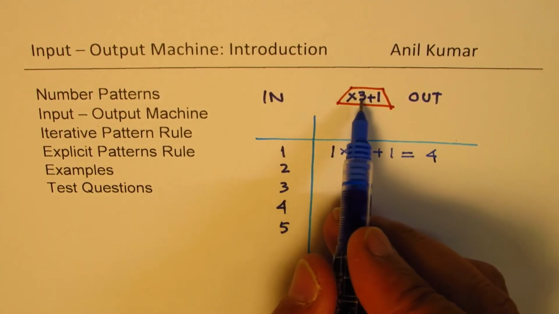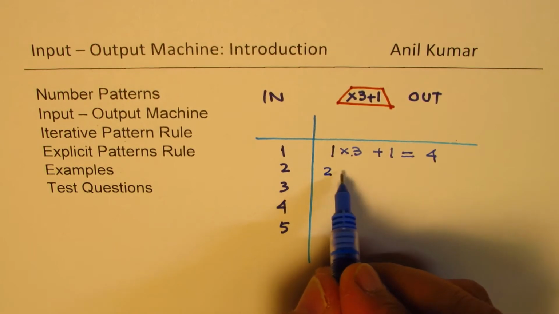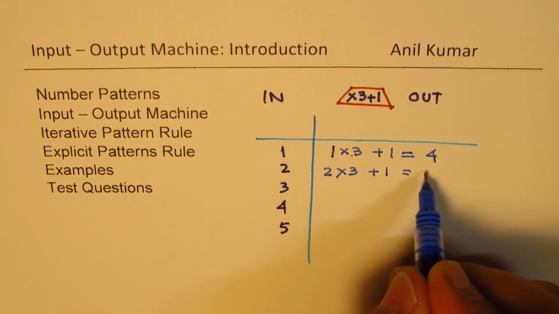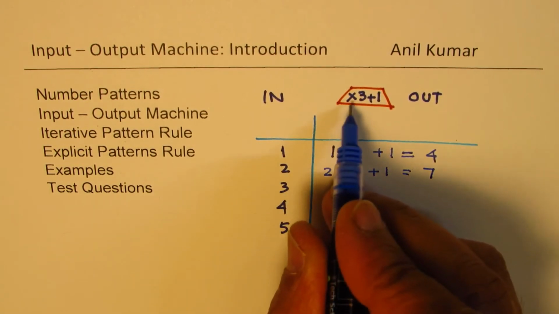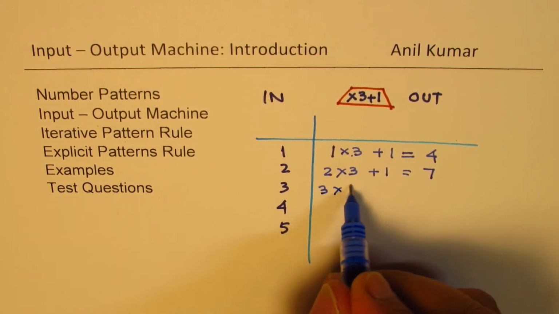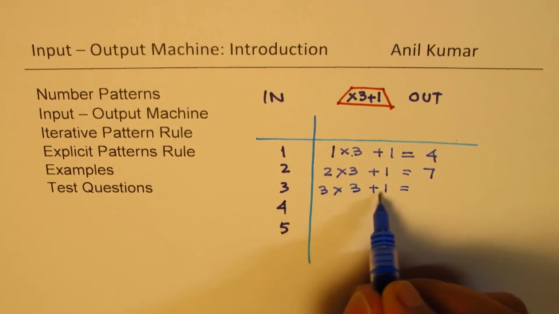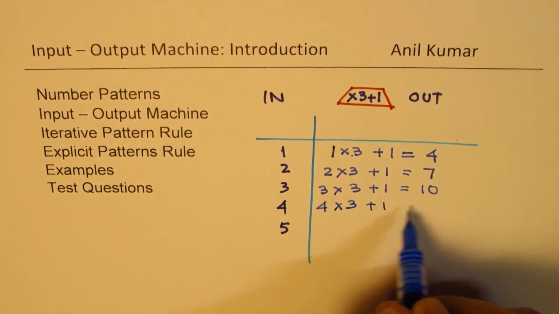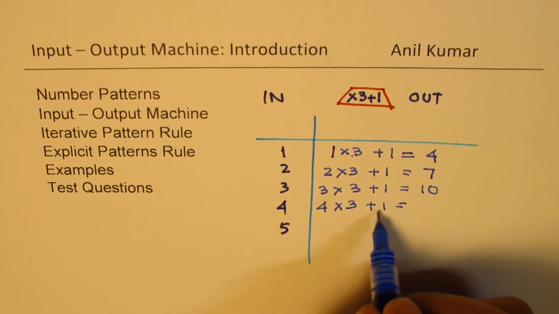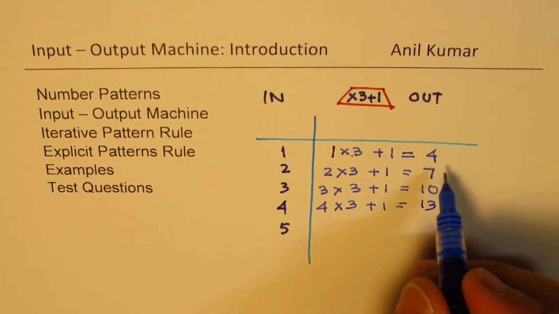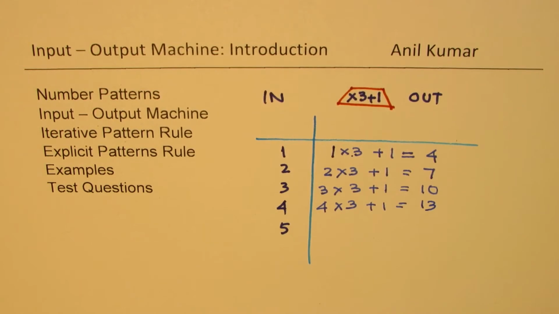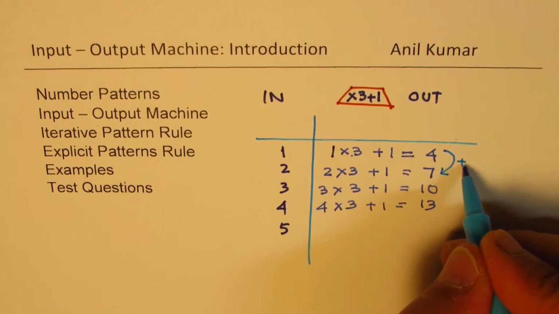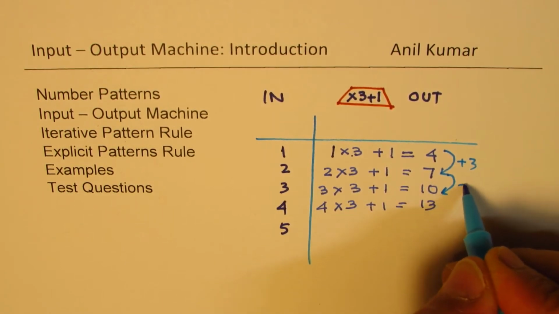When the number 2 enters, it becomes 2 times 3 and then you add 1. 2 times 3 is 6, 6 plus 1 is 7. When the number 3 enters, it becomes 3 times 3 plus 1. 9 plus 1 is 10, and for 4 it will be 4 times 3 plus 1. 12 plus 1 is 13. Now what do you observe on this side? You do see that there is a pattern. We are adding 3 each time. Do you see that?